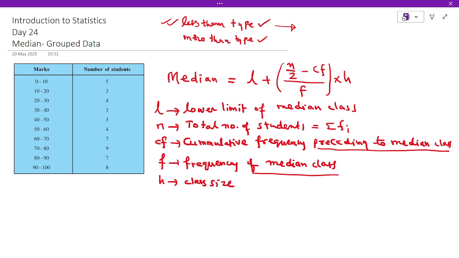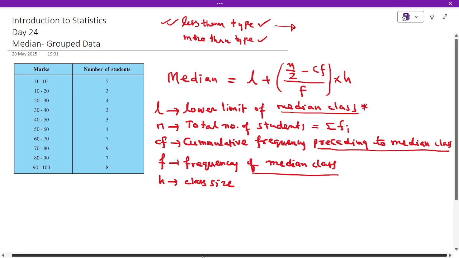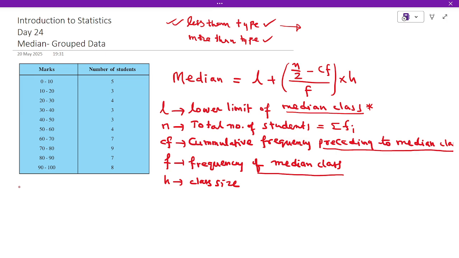If you see in all these notations, the first thing we require to find L or CF or F is the median class. So we need to first determine the median class. That is our first step. Whenever we are finding the median for grouped data, step one is to identify or determine the median class.